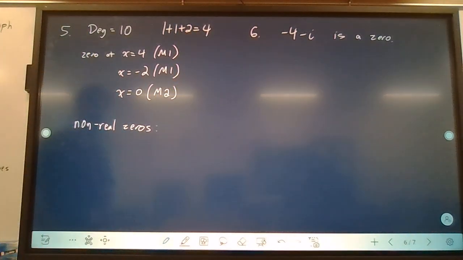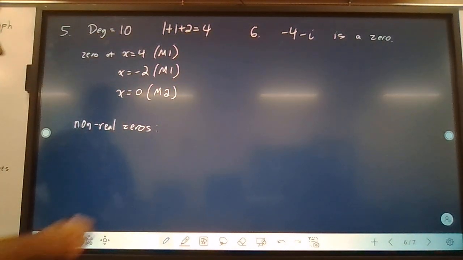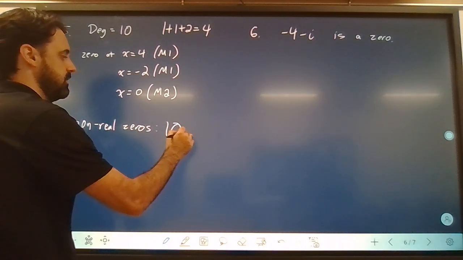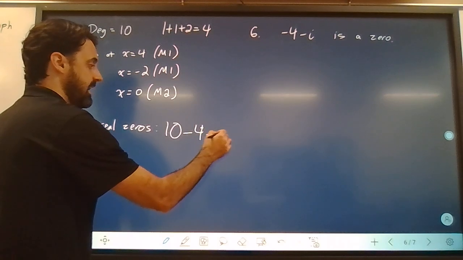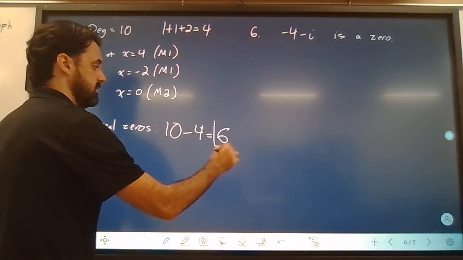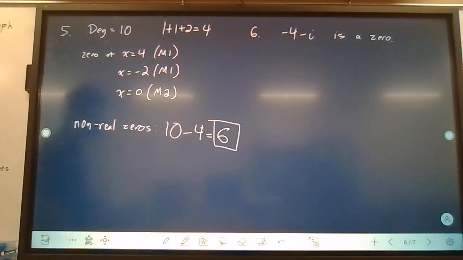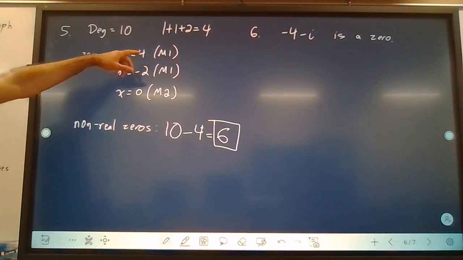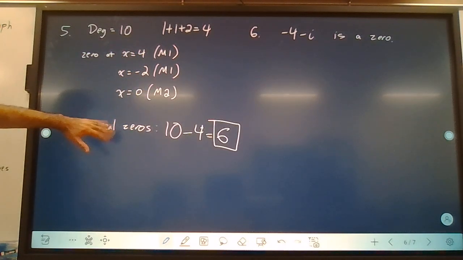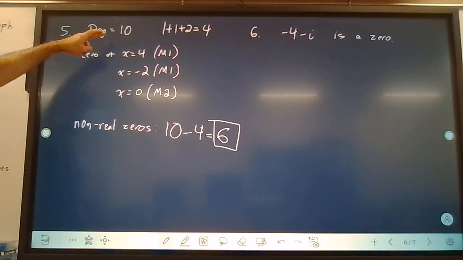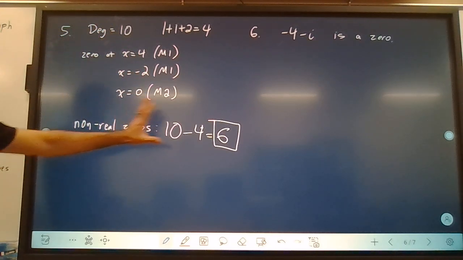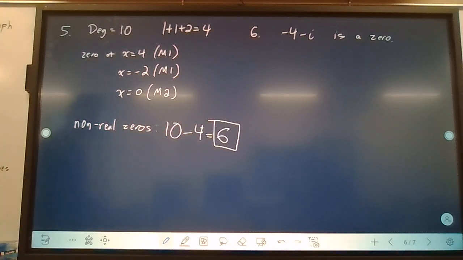That tells us that if we take the degree and subtract the sum of the multiplicities, that gives us the number of non-real zeros. So our answer is 6, because again, if there were not any non-real zeros, these numbers would add up to 10 here. Multiplicity should add up to the degree unless we're missing some non-real zeros like we are here.